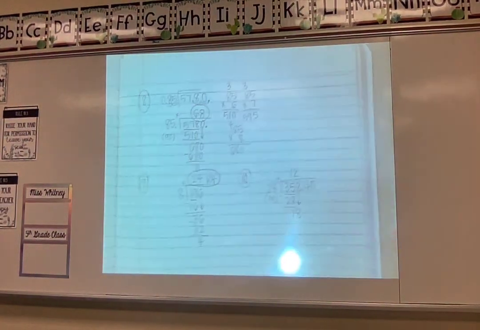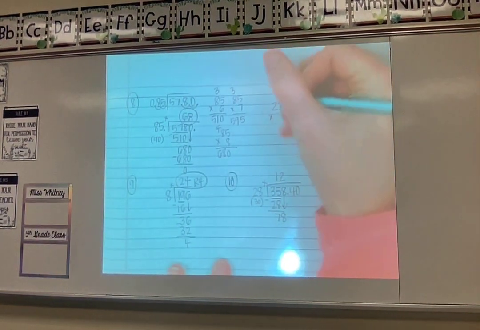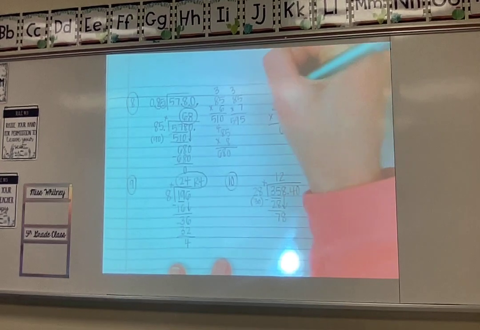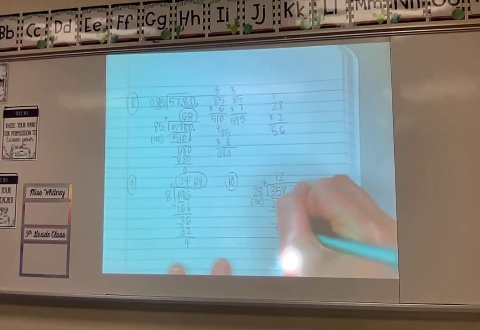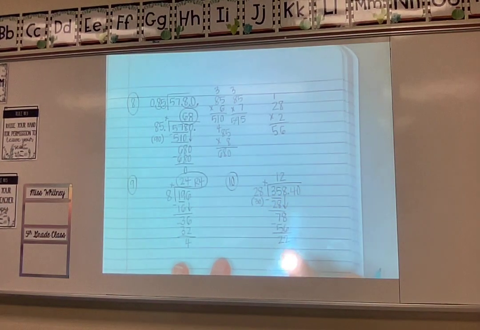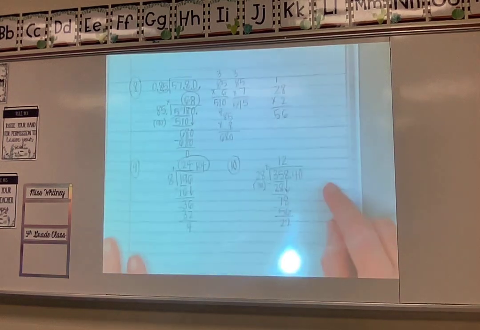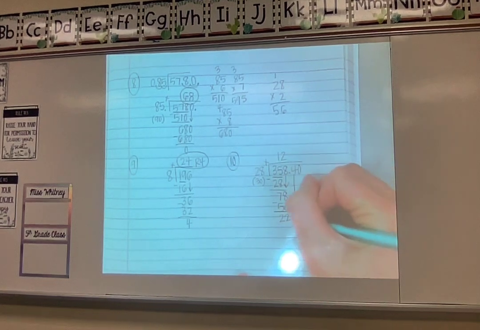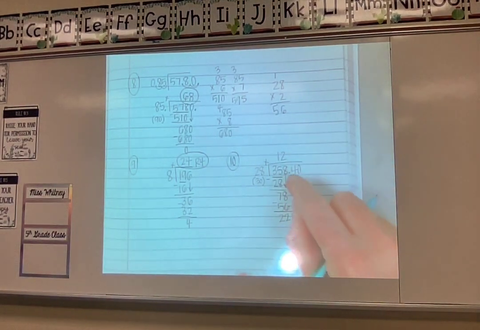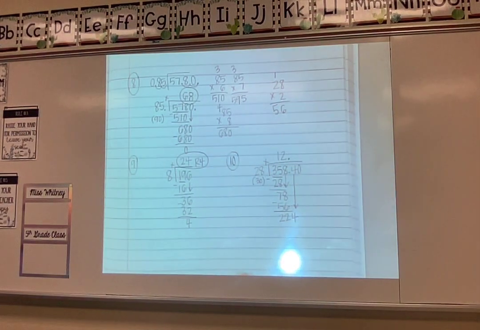Then I need to multiply 28 times 2. I'm just going to do it up here. That would be 56, so I need to subtract 56 here, which would be 22. Do my check. Is 22 smaller than 28? Yes, so the 2 was right. Bring down my next number. Now when I bring down this 4, I went past my decimal, so I need to put my decimal up here in my answer. Then I'm ready to keep on going.